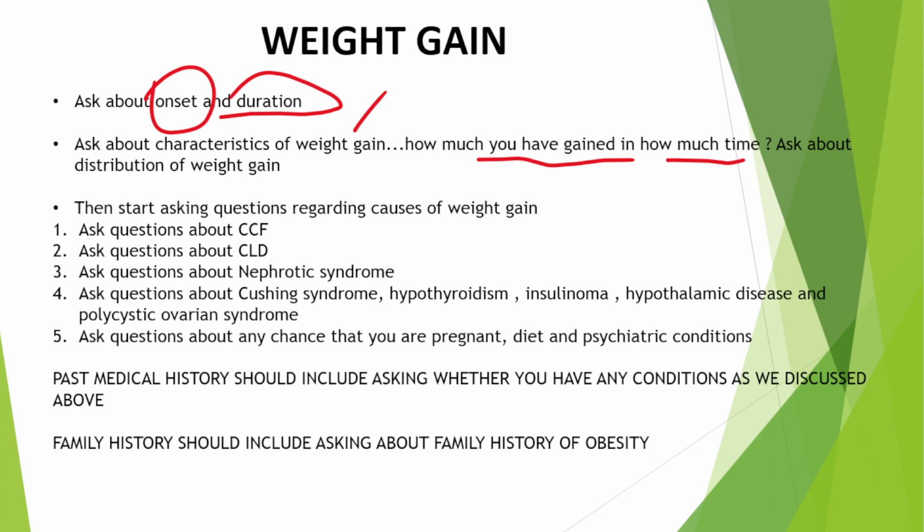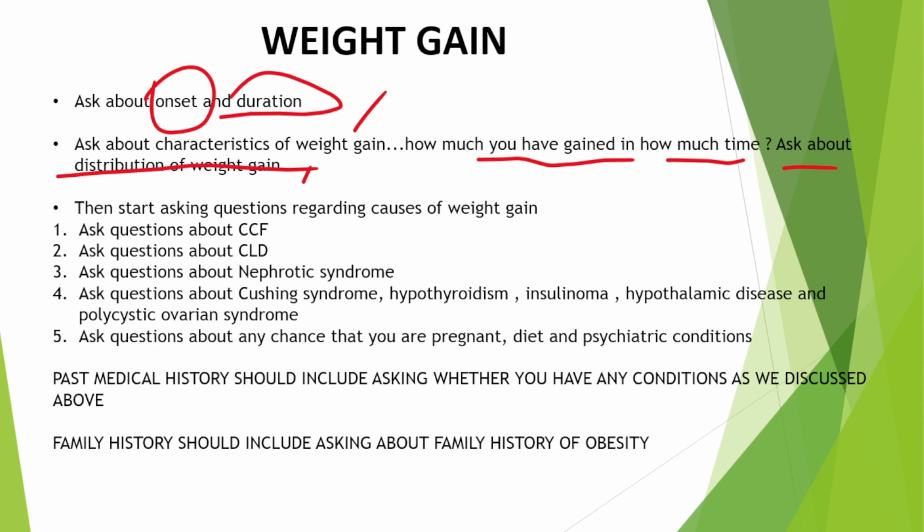Then we will ask about the distribution of the weight gain. With weight gain because of nephrotic syndrome, usually the patient will have periorbital edema in the morning and pedal edema. Ascites occurs late, while in cirrhosis ascites occurs first, and in heart failure there will be generalized anasarca. So distribution of the weight is important.